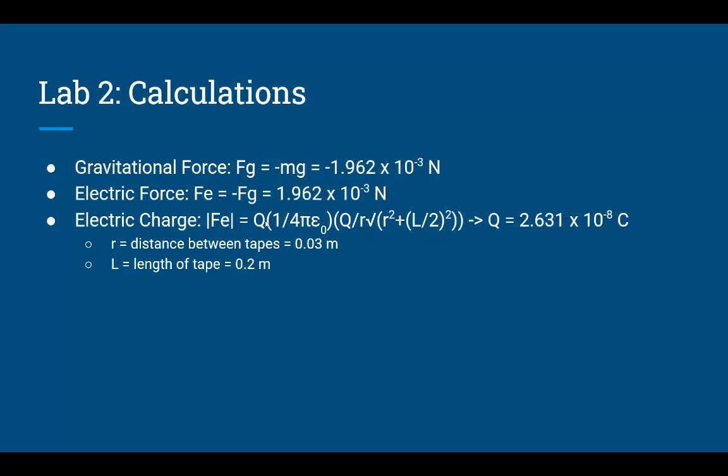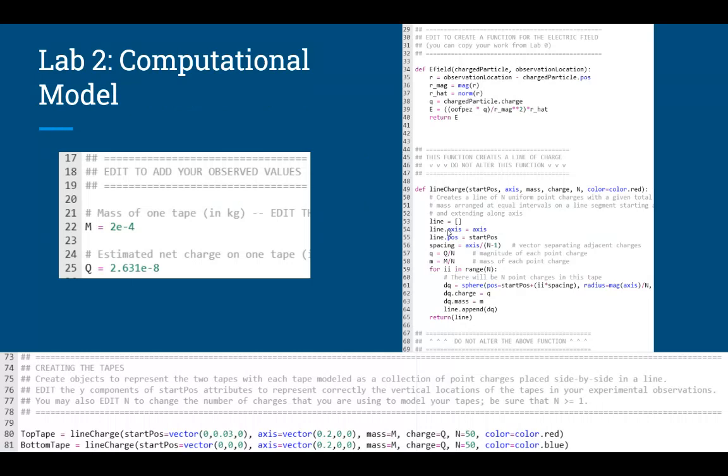And the equation here is going to be Q times 1 over 4 pi epsilon naught times Q over R times the square root of R squared plus L over 2 squared. So this is our computational model. These are our initial values. This is the actual electric field function from lab 0. I did add mag and norm just to make it a little bit easier to see. And then this is our line charge. This is given to us. It basically just spreads the charges along the lines, depending on the number of charges you want, and acts on both tapes. And then down here, this is creating the tapes.